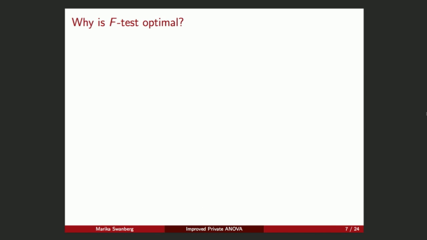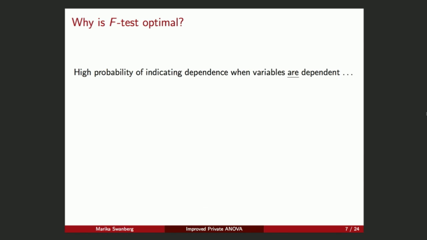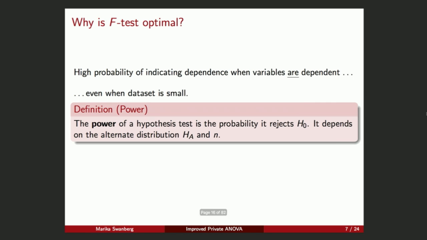As I mentioned, the F-test is optimal in the public setting, and this is generally because it has a high probability of indicating a dependence between these two variables when there is one, and it can do that even with a small data set. This concept is summarized by statistical power. Generally, the goal of any test statistic is to achieve high power, with the caveat that we still need to have a low type 1 error rate.